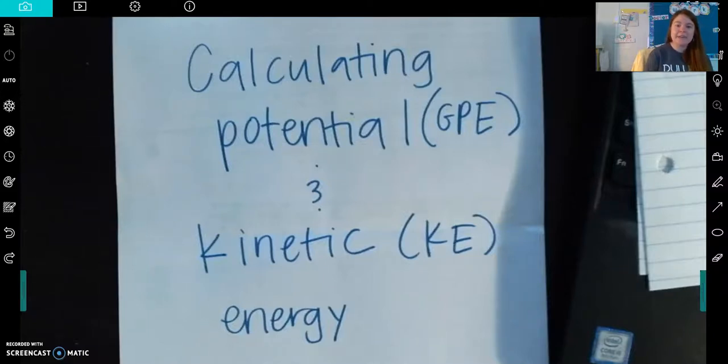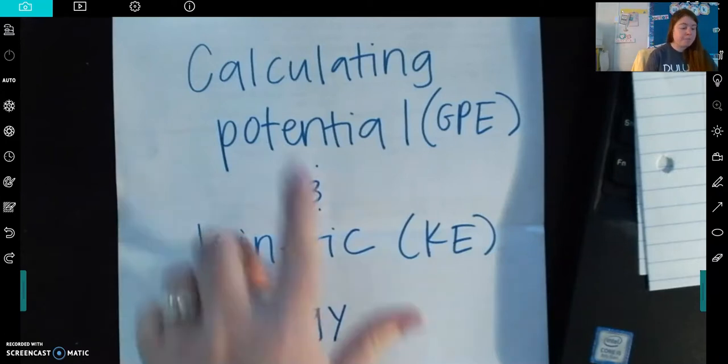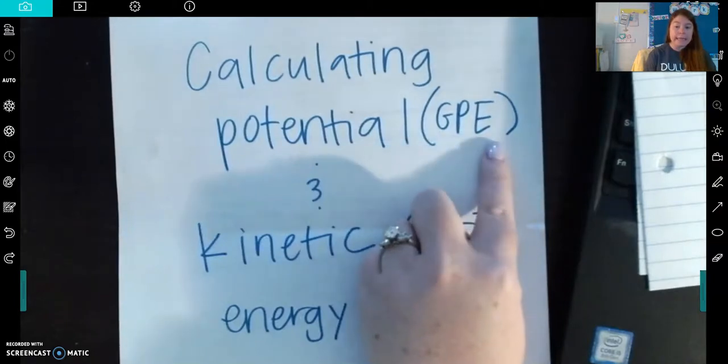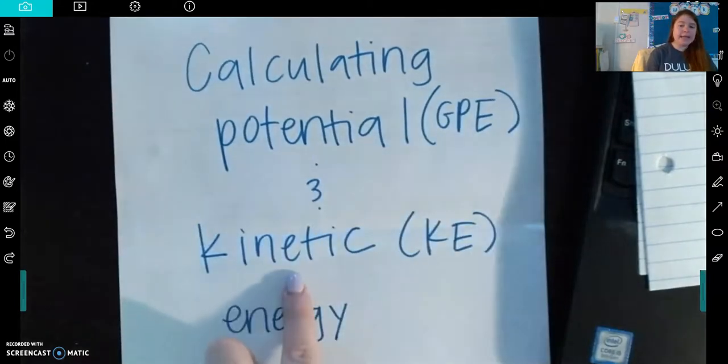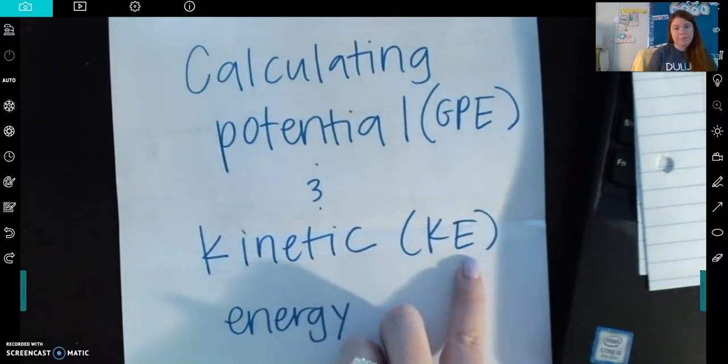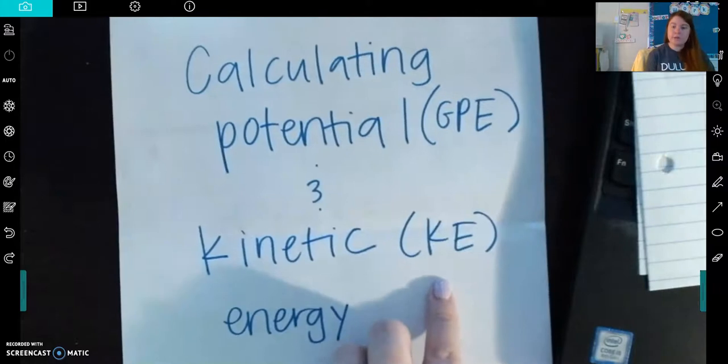Today we're going to be focused on calculating potential and kinetic energy. Potential energy can be represented using the acronym GPE, and kinetic energy can be represented using KE as its acronym. We're going to be using both of those as we work out our word problems for today.